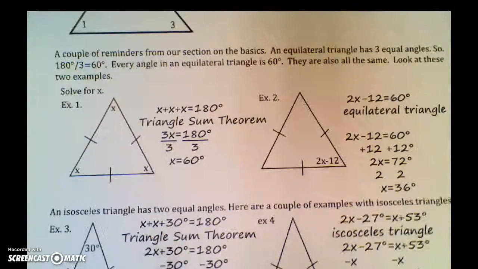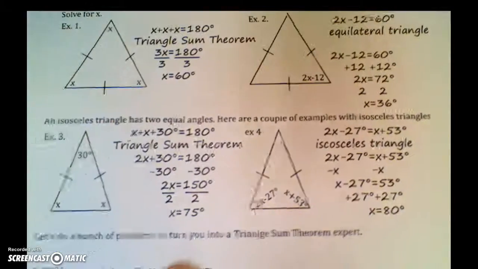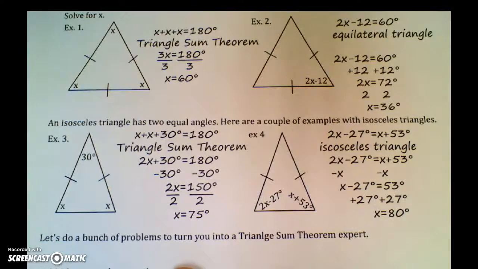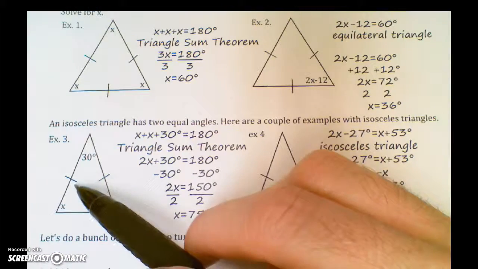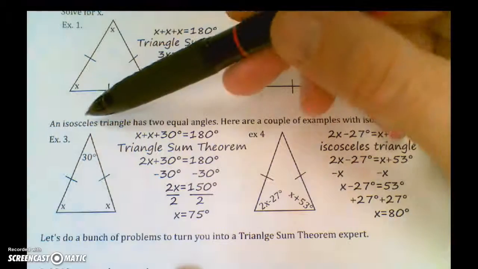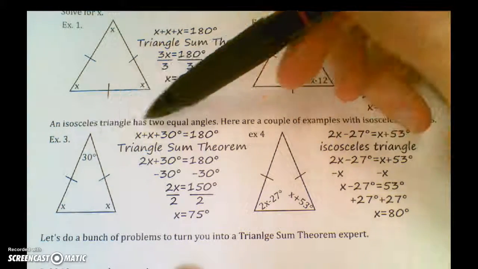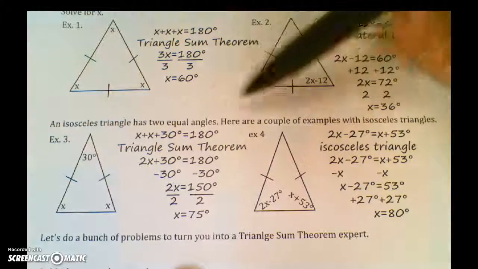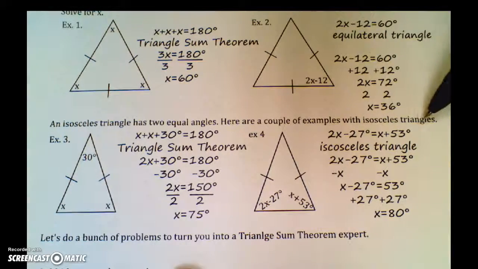Another type of triangle we're going to run into this week are isosceles triangles. Remember, isosceles are triangles that have two equal sides, and you'll see that with these two tick marks on the triangle. For this lesson, we're going to look at isosceles triangles that have two equal angles. So here are a couple of examples with isosceles triangles.